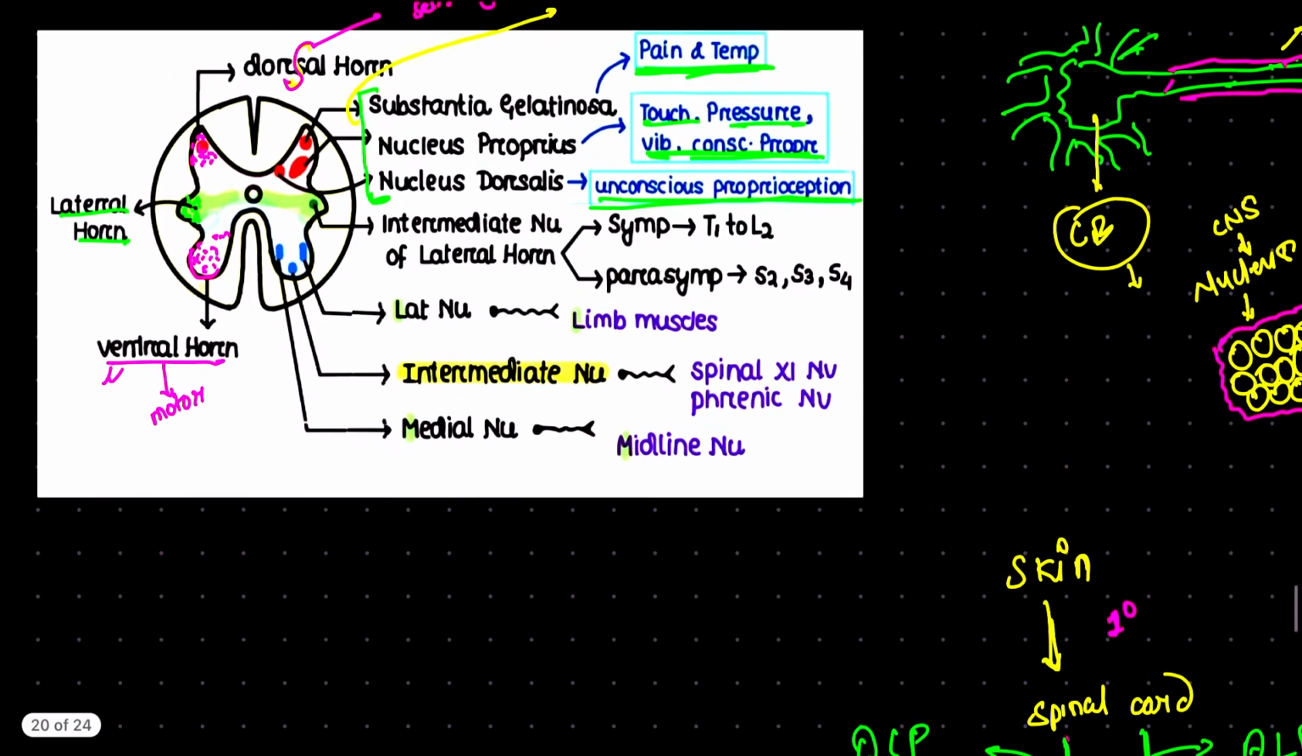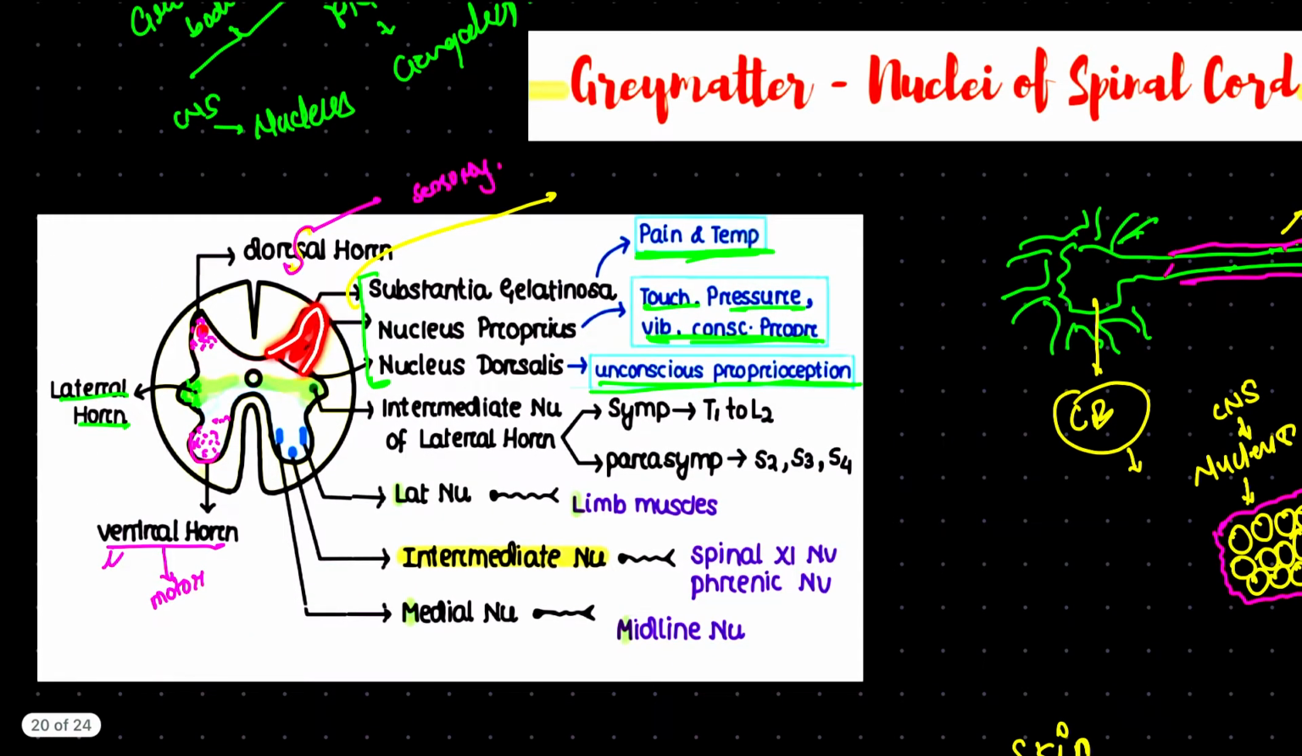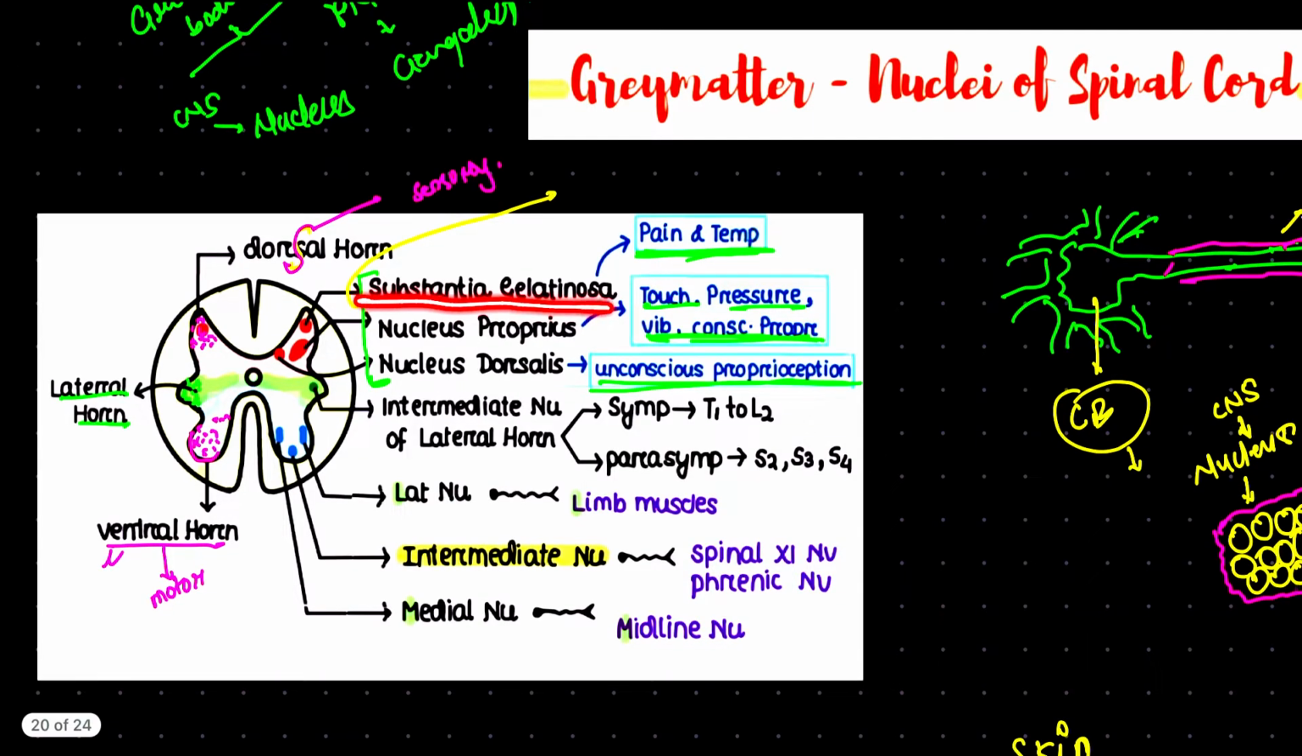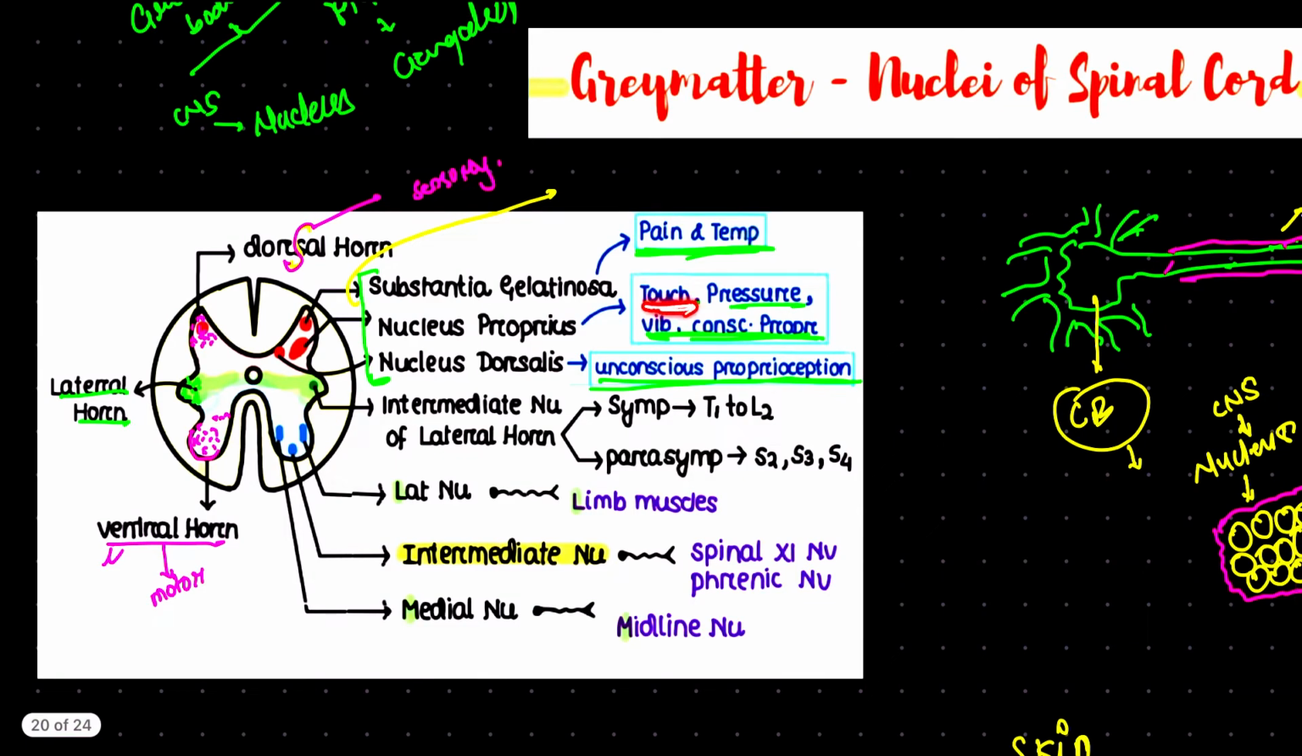Okay, so what are the nuclei present in this dorsal horn? The first one is our substantia gelatinosa, and what is it responsible for? Carrying the sensation of pain and temperature. Similarly, another nucleus is our nucleus proprius. This carries the sensation of touch, pressure, vibration, and conscious proprioception. Similarly, the nucleus dorsalis carries unconscious proprioception.